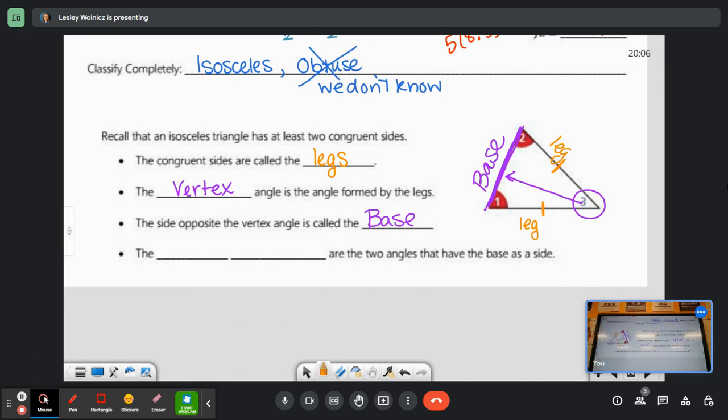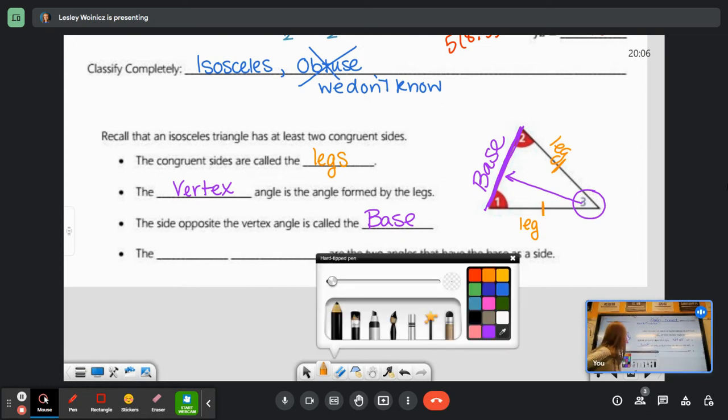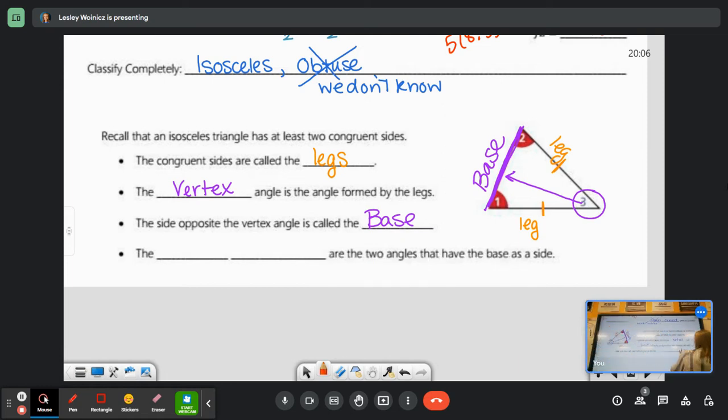All right, the base angles are the two angles that have a base as a side. So this is a base angle, and this is a base angle.